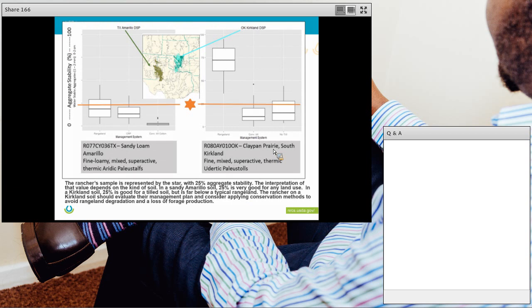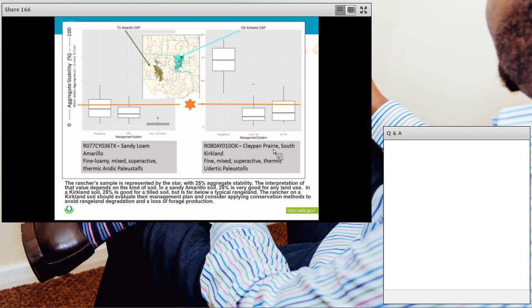So an example of this approach is if you have somebody that goes out and, let's say, measures aggregate stability. If you get a result back from either a commercial university lab or our lab that says you have 25% aggregate stability, what does that mean for you? Well, that might mean something really good in one situation if you're in, say, an Amarillo soil, which is pretty sandy, but there's a lot of soils that 25% is not that good for, including the Kirkland soil in Oklahoma, which has a little bit more clay, it's a little more humid environment. So we want to have a context for what that means.